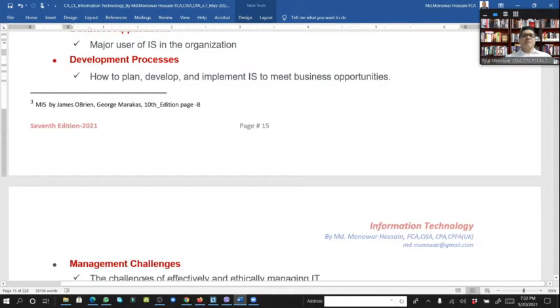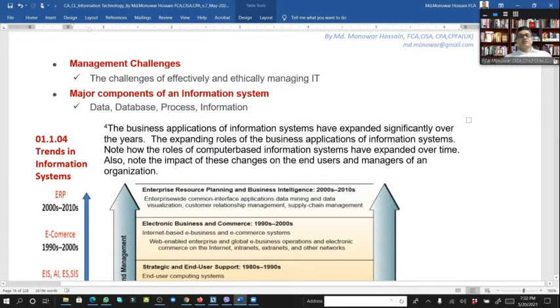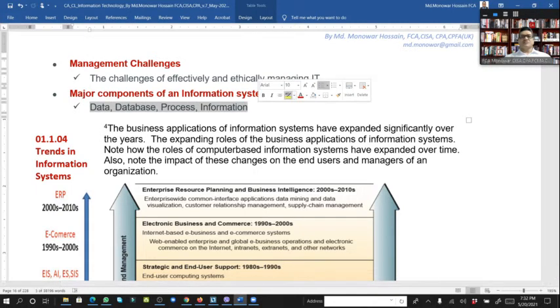Business application, the major IS of the organization. Development process means how to plan, develop, and implement an information system to meet business opportunities. Management challenges are the challenges of effectively and ethically managing IT. And the major components of an information system, we know, are data, database, process, and information.